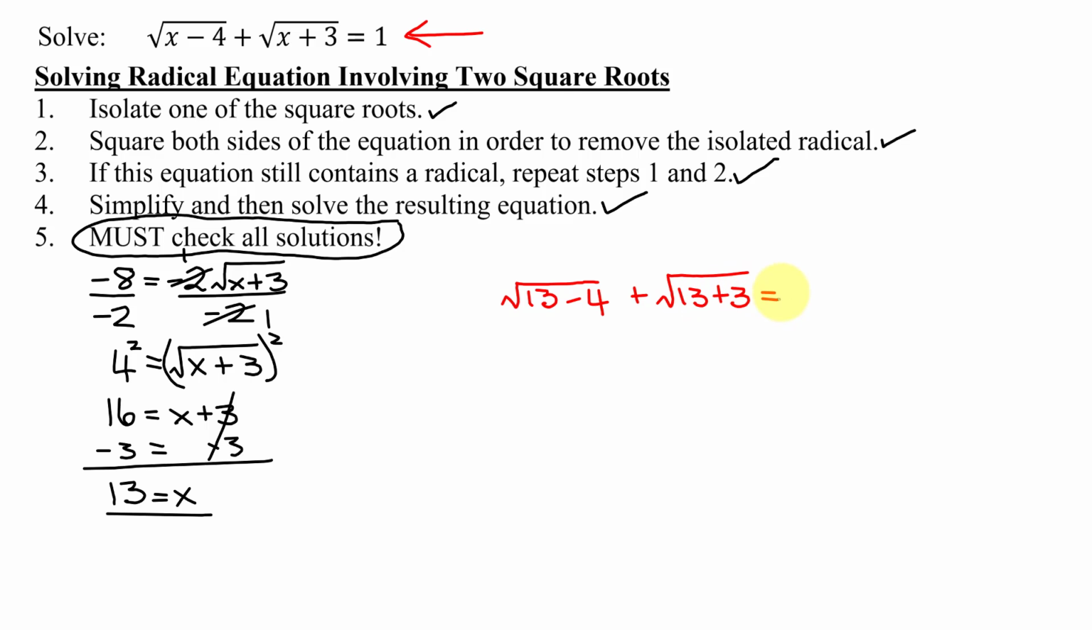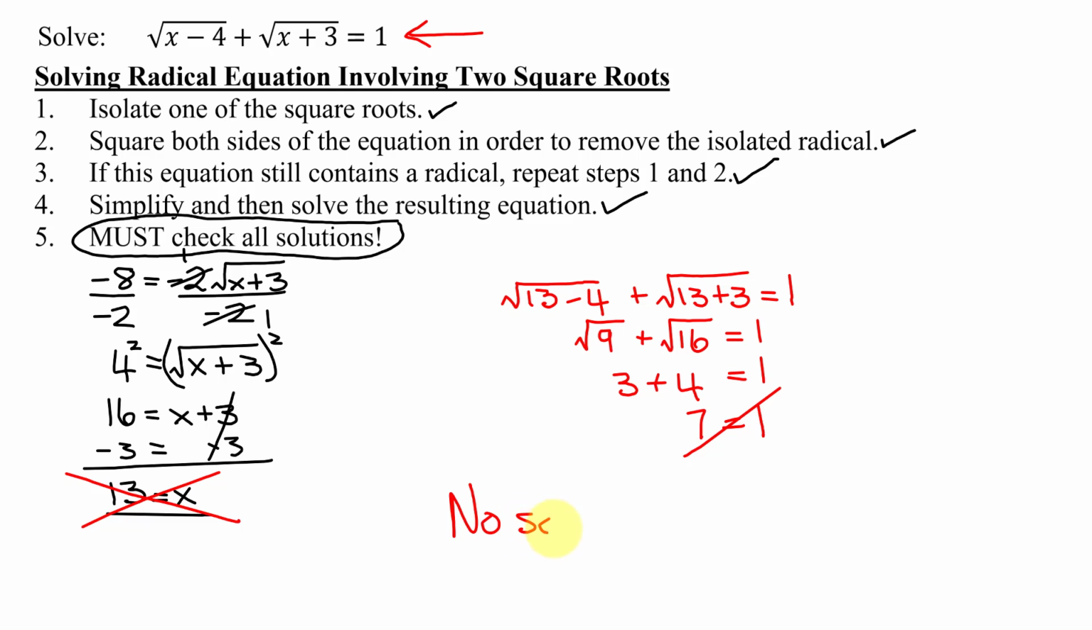We have to check to see if it equals 1. So I get the square root of 13 minus 4 is 9, plus the square root of 13 plus 3 is 16. Does that equal 1? The square root of 9 is 3, plus the square root of 16 is 4. Does that equal 1? 3 plus 4 is 7. Does 7 equal 1? No. Therefore, x equals 13 is an extraneous solution. It was the only solution we obtained, so the answer to this problem is there is no solution.